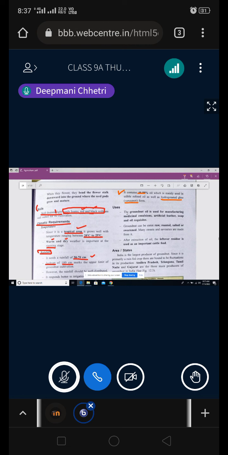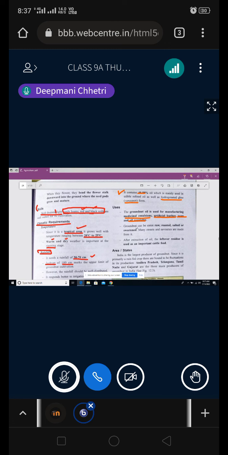Now, coming to the next part, groundnut does not only have uses for eating purposes; apart from that, we also have many other uses. First, you can use it for artificial leather, very simple and easy to remember. Soap, oil requisites, like this one you can write, medicinal emulsions also.